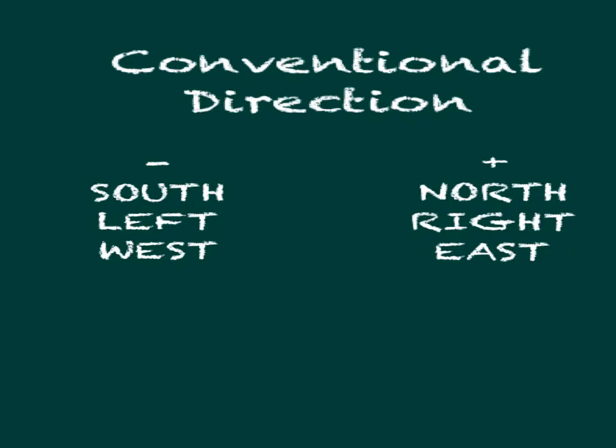Because there are various motions involved, conventional direction becomes important. You must remember that the negative directions include south, left, and west, while the positive directions include north, right, and east. The sign is not always specifically stated, but the direction is, so you'll have to assign the signs.